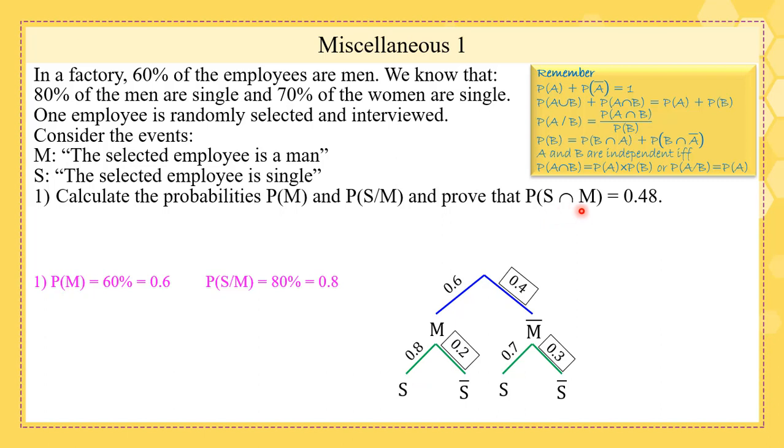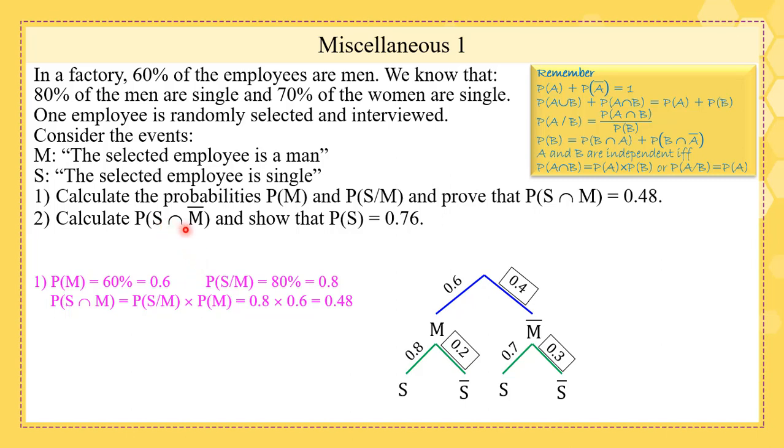And prove that the probability of S intersection M is 0.48. Here we use the formula. What is P of S intersection M? It's the probability of S given M times P of M, which is 0.48. Now students here might automatically state that for P of S intersection M, we just have one S and M at the same time, which is here, this is M, this is S. They automatically multiply 0.8 by 0.6 without stating the formula, and this is accepted.